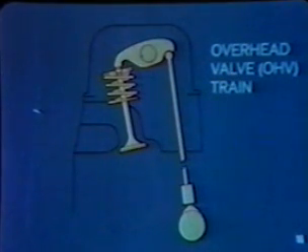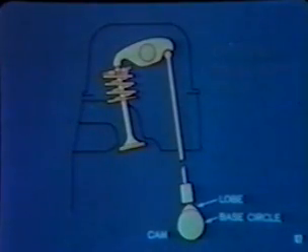Now, let's look at the parts that cause the valves to open and close. And we'll start with the overhead valve, or OHV train, which is most widely used today. The engine camshaft is located in the cylinder block and is driven from the crankshaft. It has a number of cams, which are partly round, but have lobes, or noses, that extend beyond the base circle.